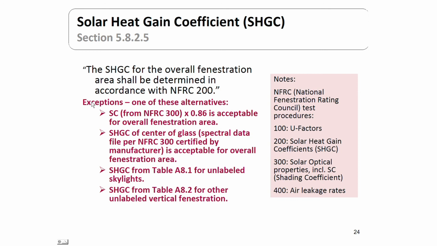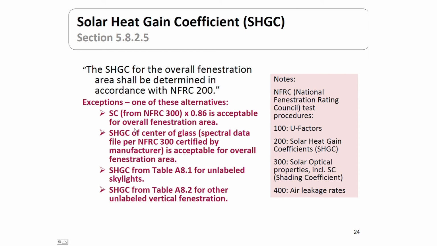If you don't happen to have the solar heat gain coefficient available to you from that NFRC test, you can take the shading coefficient, and again, that's from another NFRC test, 300, multiply that by 0.86, and what the ASHRAE standard is saying here is that that is acceptable as the determination of your solar heat gain coefficient. The solar heat gain coefficient can be used as the center of glass number that's specified by NFRC 300.